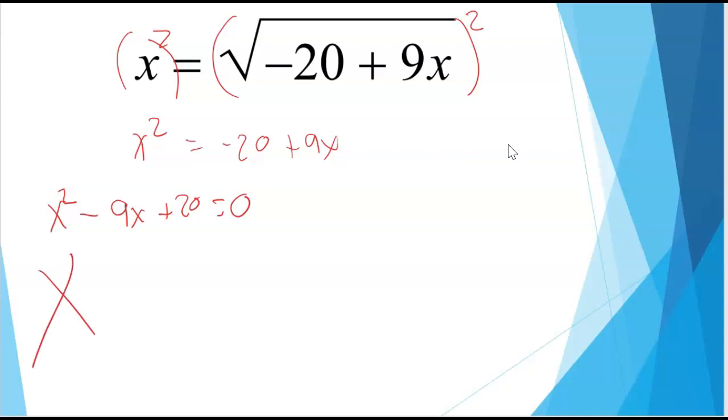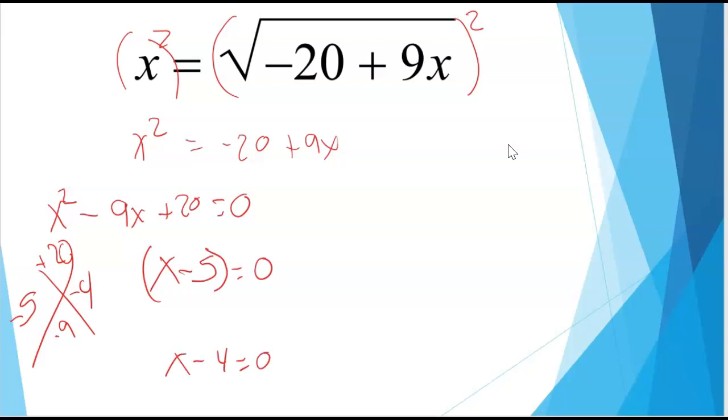Go to factor them. Negative 9, positive 20. This is positive, that's negative. That means they're both the same and they're both negative. How about 5 and 4? Right? Okay, so x minus 5 equals 0. x minus 4 equals 0. So this one means x is 5, x is 4. Let's try them both. Let's change colors.